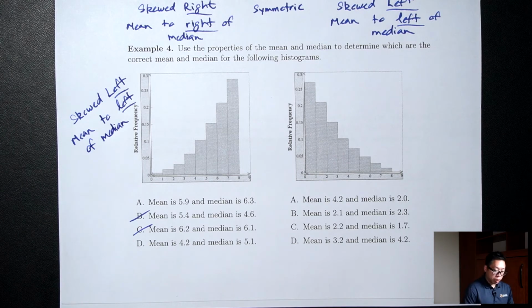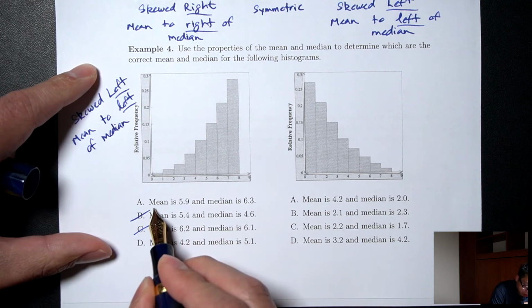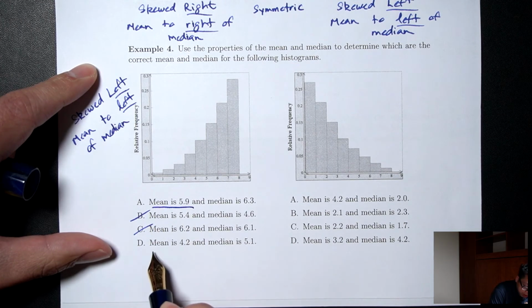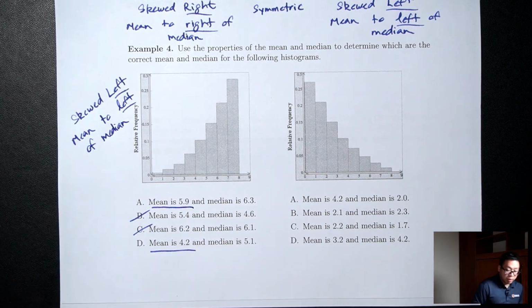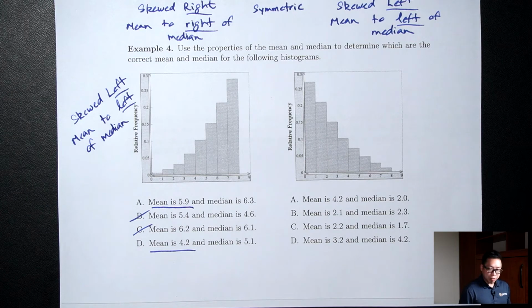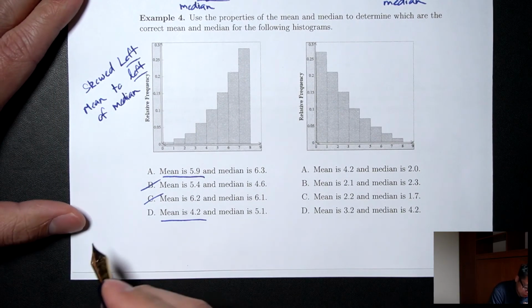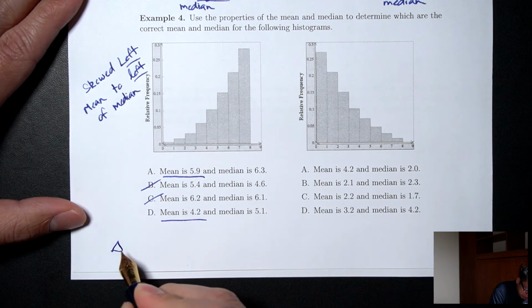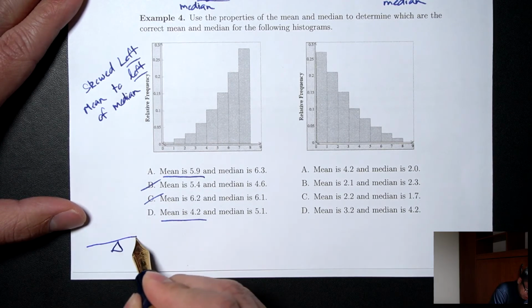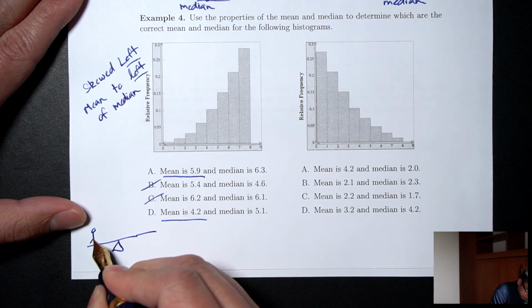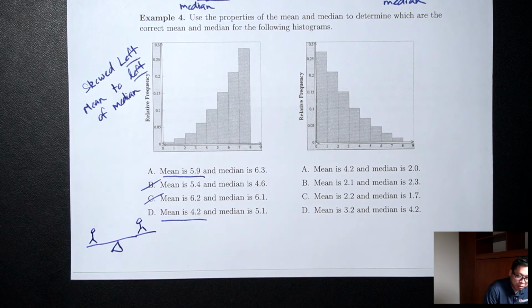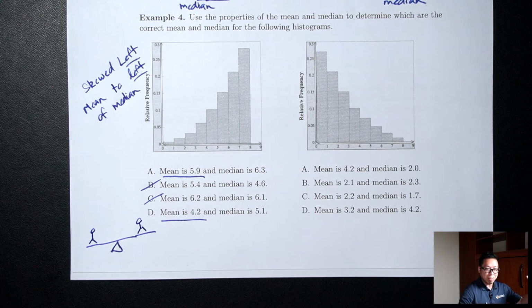To pick between these choices, look at the mean on both of them. So here, part A, mean is 5.9. D, mean is 4.2. Now, the other fact that you need is, do playgrounds have seesaws anymore? If you go to a playground, do you see this thing anymore? The seesaw where you have 2 people on 2 ends and they go up and down.